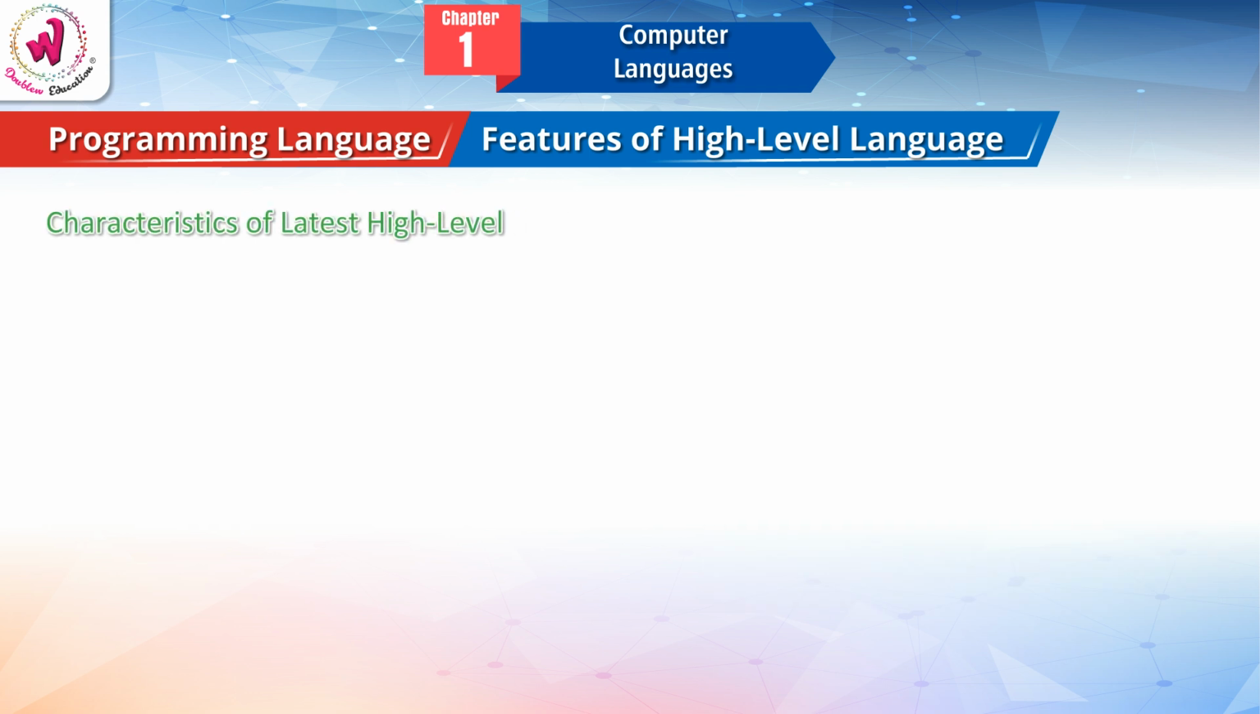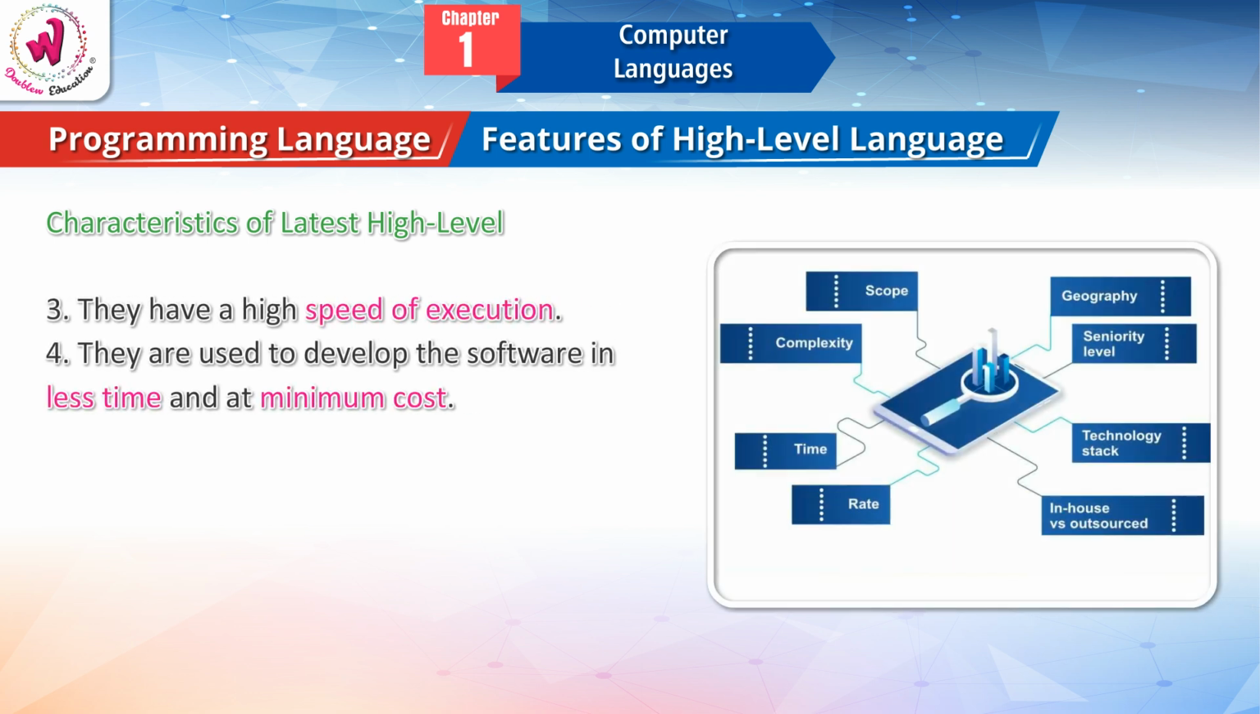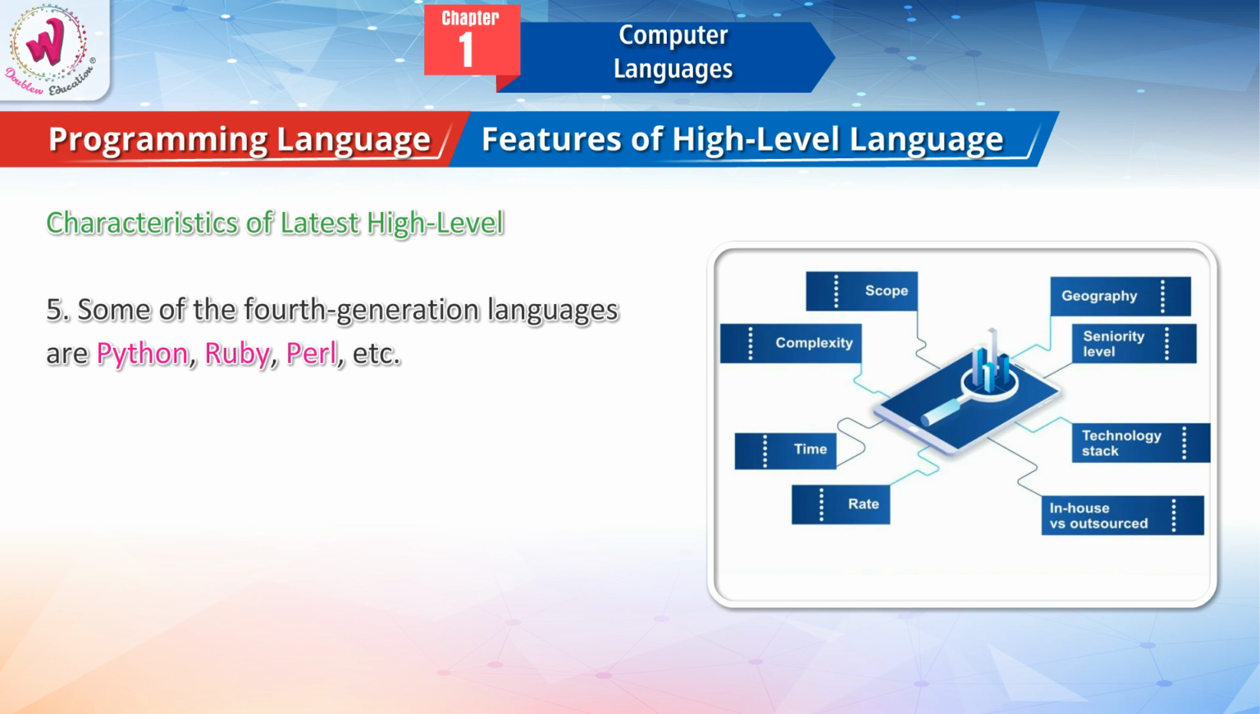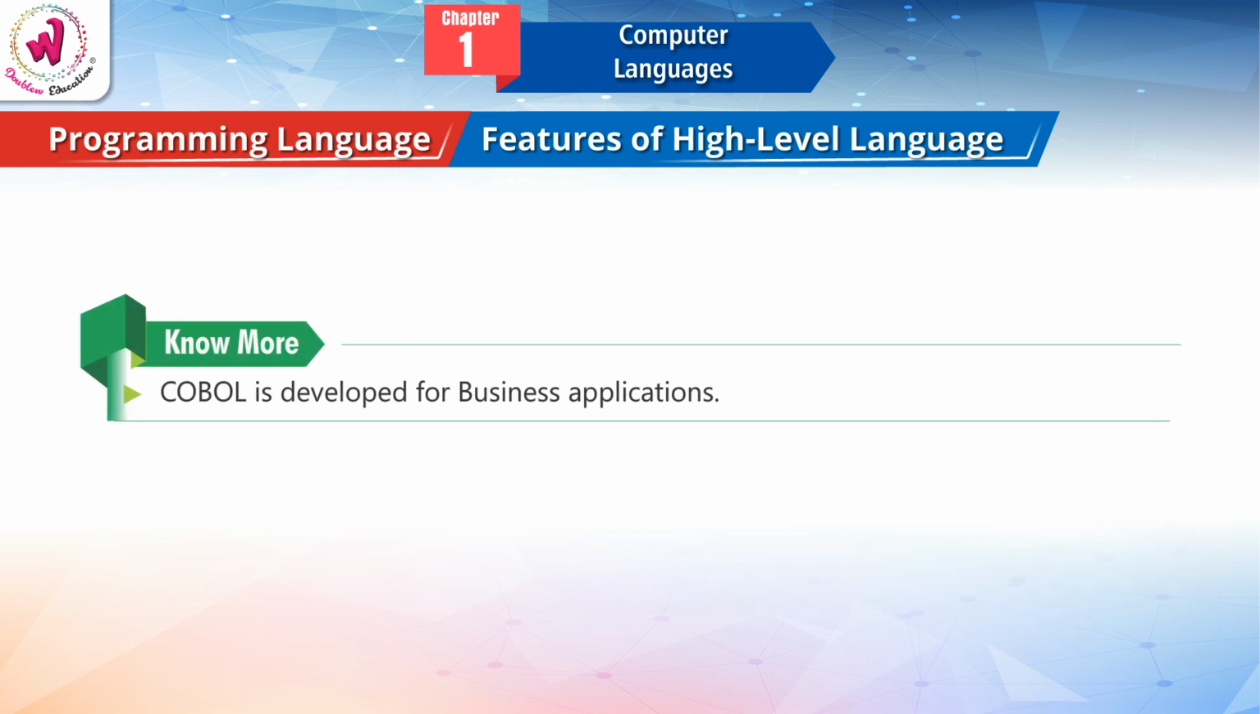Characteristics of latest high-level languages. 1. They are portable and platform independent. 2. They are written in an easy format so that they are easy to debug and test. 3. They have a high speed of execution. 4. They are used to develop software in less time and at minimum cost. 5. Some of the 4th generation languages are Python, Ruby, Perl, etc. COBOL is developed for business applications.